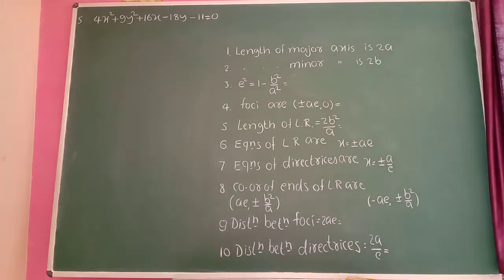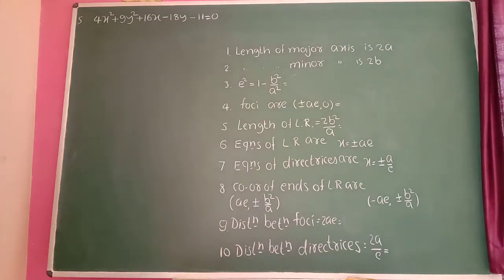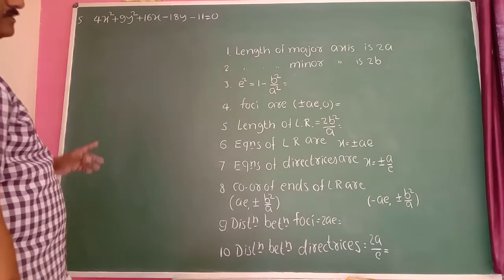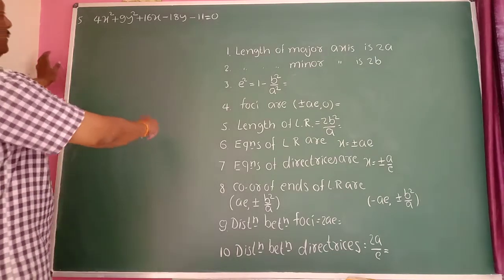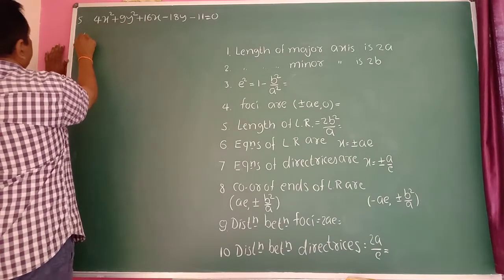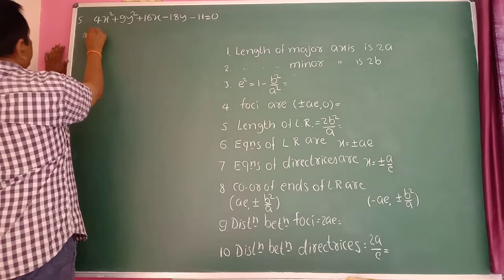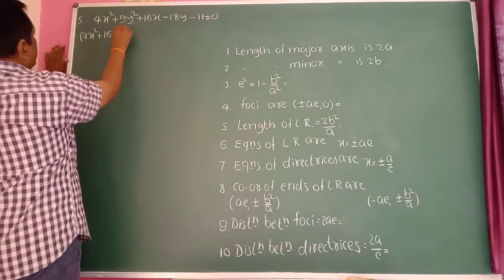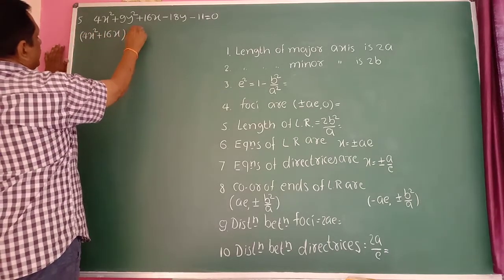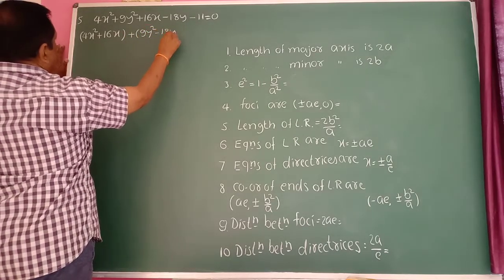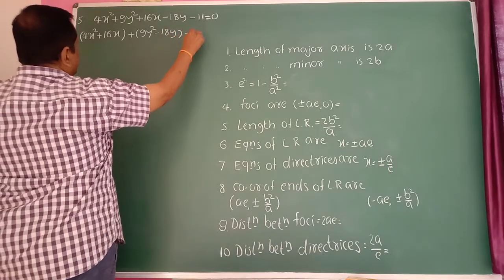So the equation of the ellipse is 4x square plus 9y square plus 16x minus 18y minus 11 equal to 0. First you simplify this one and write the equation in the standard form here. Write the x terms in one bracket, 4x square plus 16x, and the y terms in another bracket, 9y square minus 18y, and take the minus 11 to the right hand side.